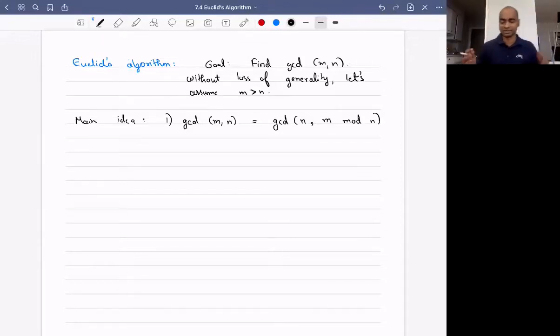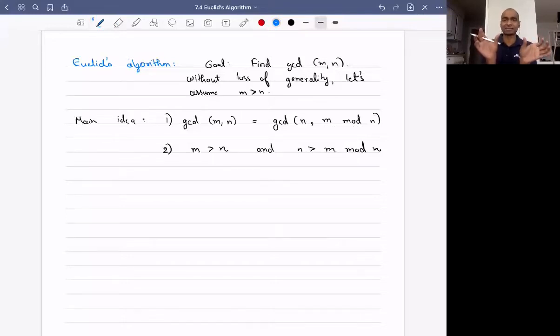Okay, so we'll assume this, that GCD of two numbers is the same as taking the smaller number and then taking the remainder. Recall that m mod n is the remainder when m is divided by n. The second observation is that m is bigger than n and n is bigger than m mod n. Recall that we always want our remainders to be less than the divisor that we're dividing by. But now look at what has happened. If I start with m and n, then I know that their GCD is the same as GCD of n and m mod n. But now n and m mod n are strictly less than the original numbers that I started with. So I reduce the problem to finding GCD of smaller numbers.